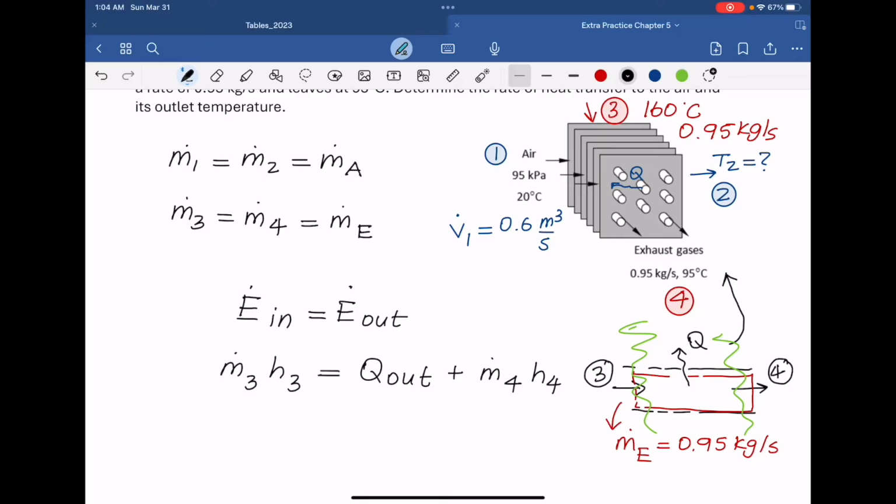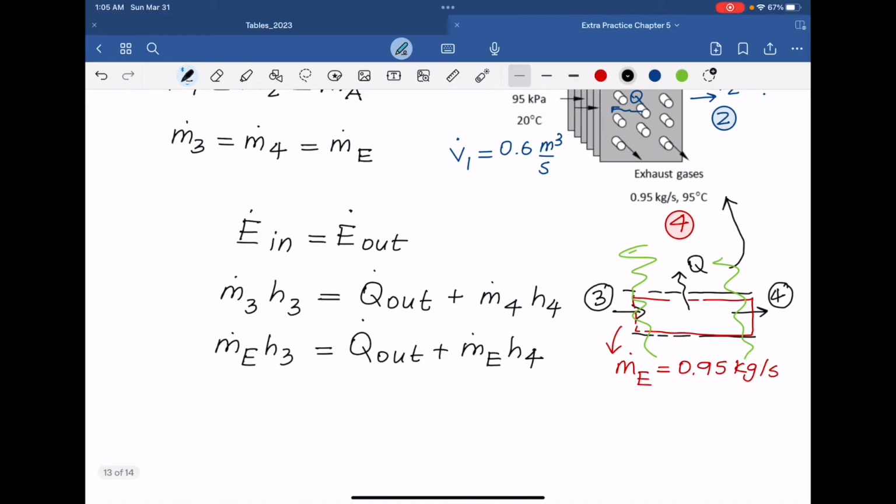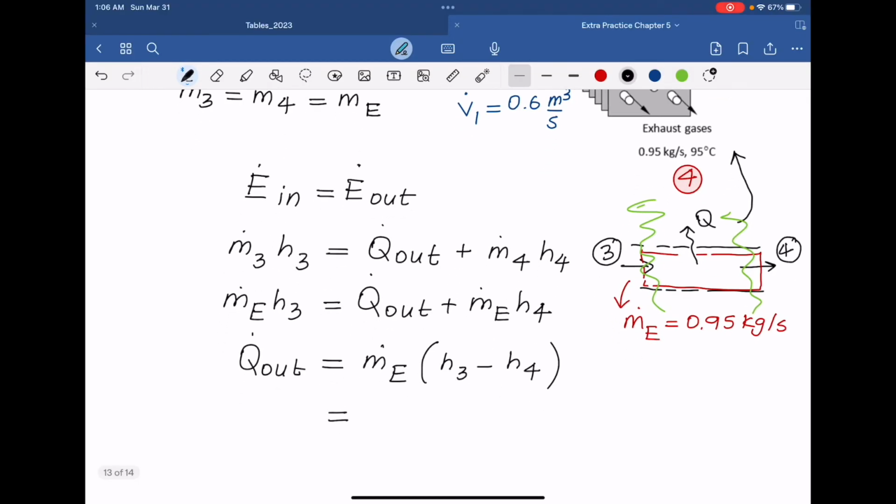Okay, so instead of M3 and M4 we can write ME. Since they're asking for Q out, I'm just gonna solve it for Q out. Heat flow rate in the parentheses. Okay. Now, since this is an ideal gas, what I can do is, instead of enthalpy change, I can write, and this is also a hint from the problem because they give us the specific heats, and this is gonna be just like that.